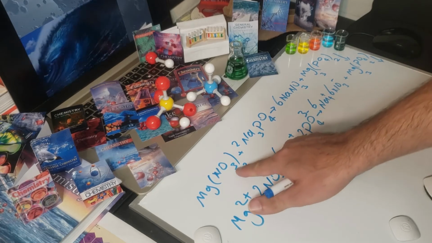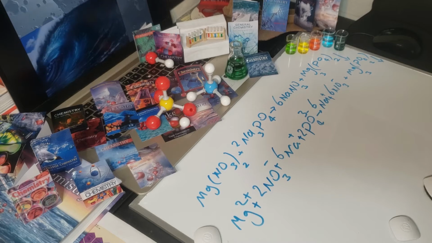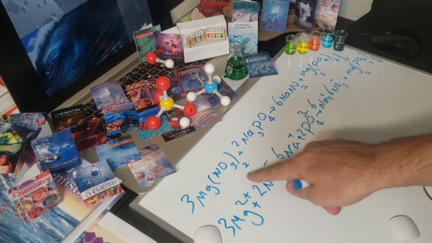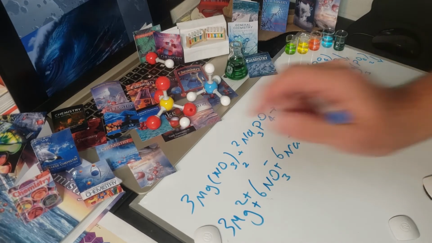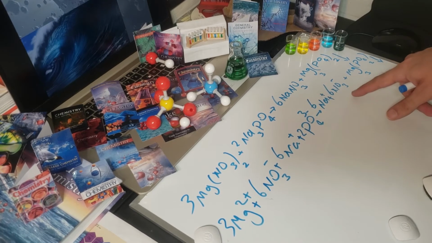My bad, here also 3 times here. Let's see, do we have, oh, here I have a 3 that I'm missing, so 3 magnesium and then 3 times 2, 6 nitrate. Sorry, I just corrected the first equation. Okay, so that's it.